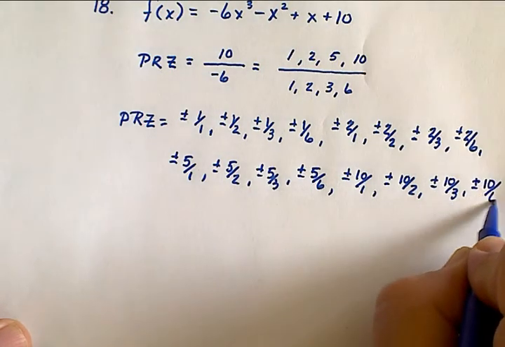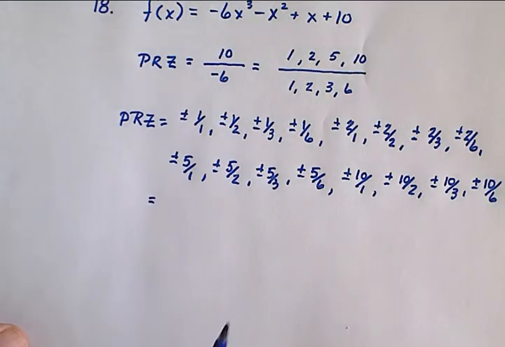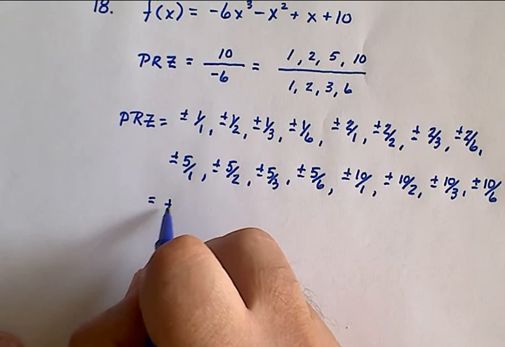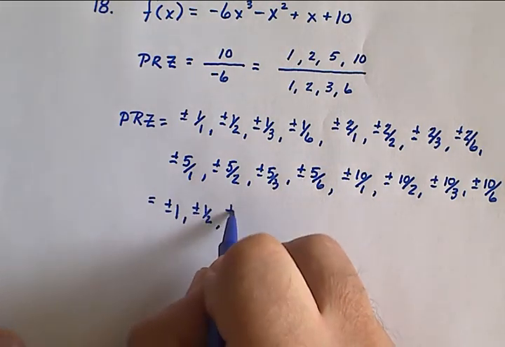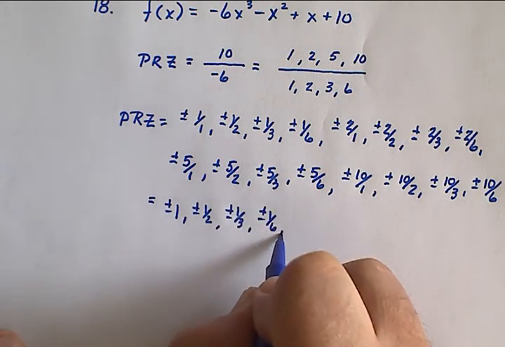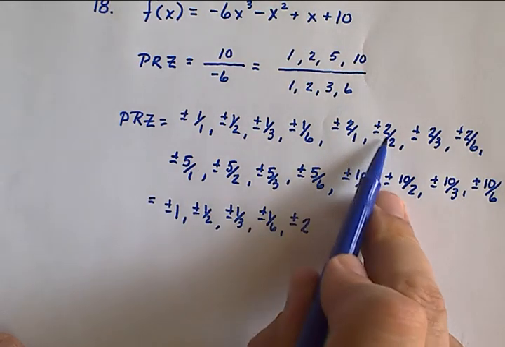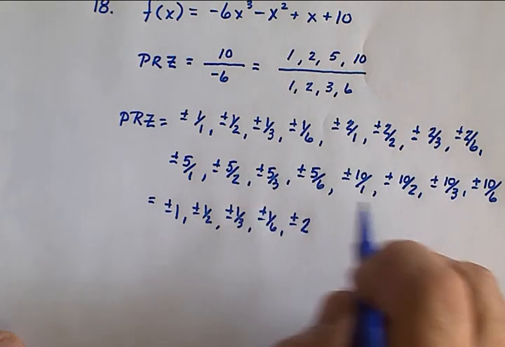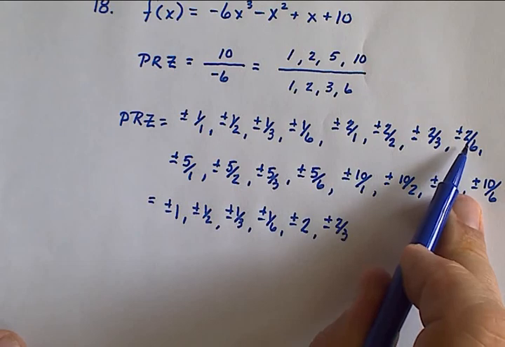Now, as I simplify those, I also have some repeats. Okay, so repeats you can throw out. And the final list then looks like this. You got plus or minus 1, plus or minus 1/2, plus or minus 1/3, plus or minus 1 over 6, plus or minus 2. And then here's 2 over 2, which is 1 again, so I don't need that. Okay, plus or minus 2 over 3. 2 over 6 is 1/3, already got it.